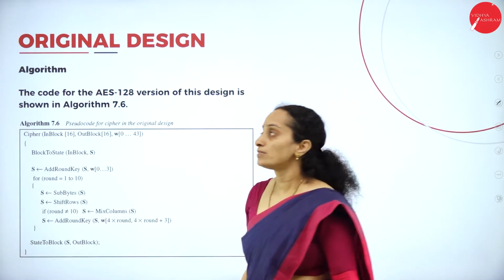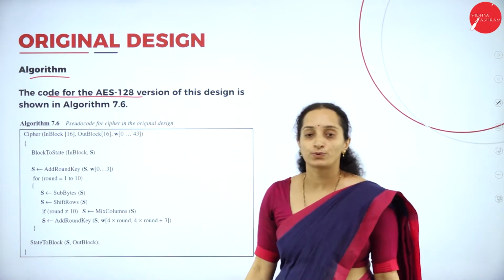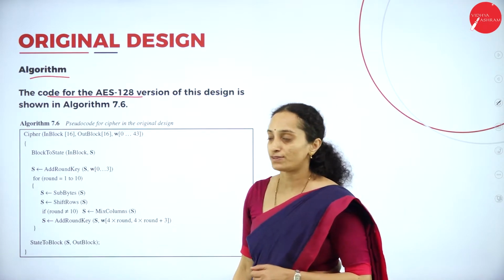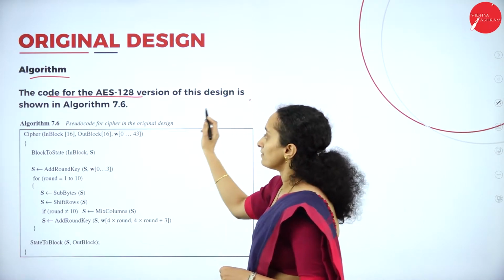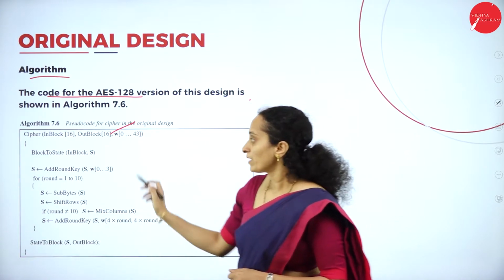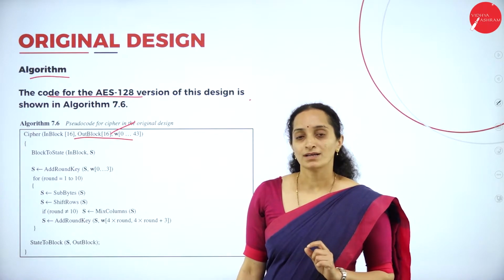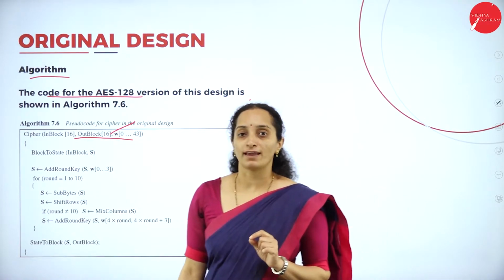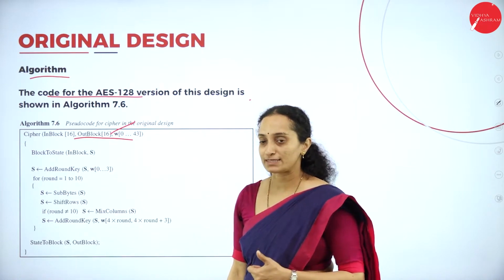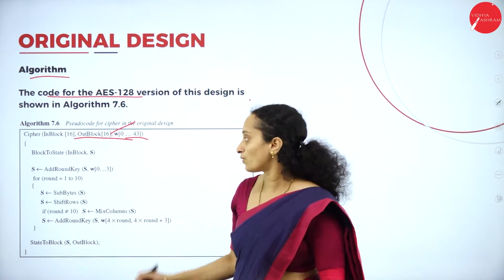Now we have the pseudocode for the AES-128 version, that is, a round key with 128 bits. This is shown in this algorithm. This is the pseudocode we follow. Here we have the blocks of code. As we said in the beginning, AES is a symmetric block cipher, isn't it? We are following the symmetric block cipher with this pseudocode.